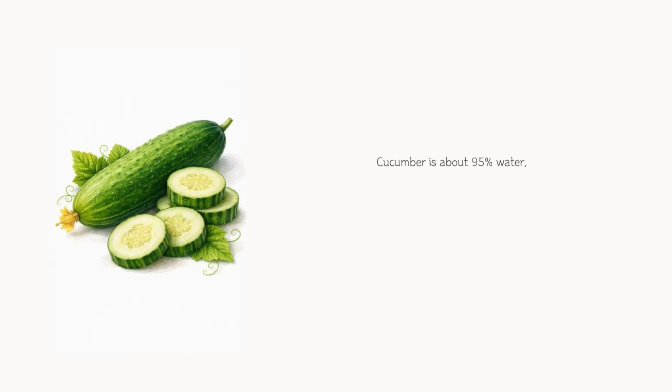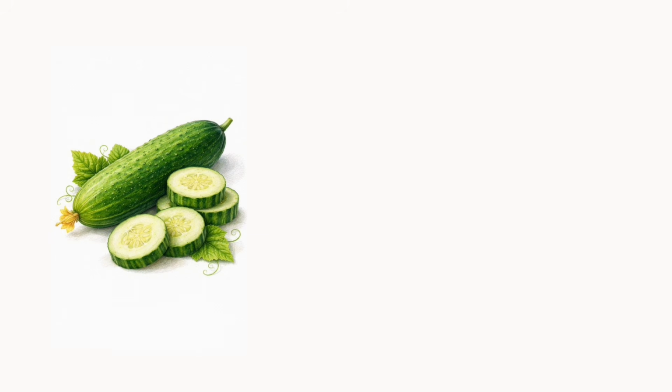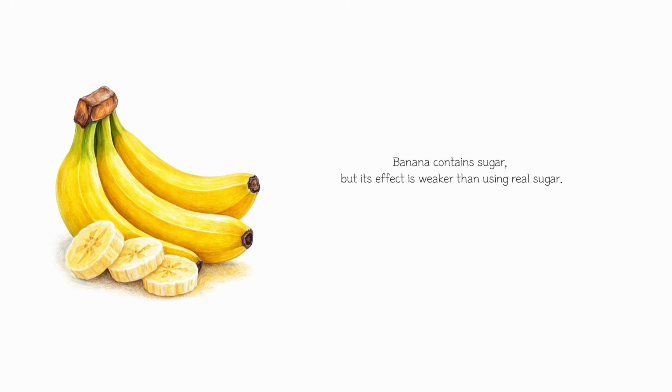Cucumber is about 95% water, so adding cucumber is almost the same as adding water. Its vitamins and enzymes are mostly destroyed in strong alkaline conditions. Banana contains sugar, but its effect is weaker than using real sugar. Its starch, vitamins, and minerals are also destroyed during the soap making process.